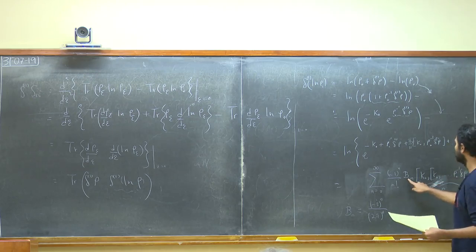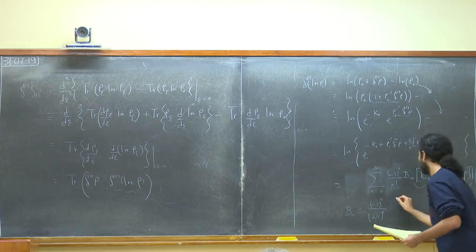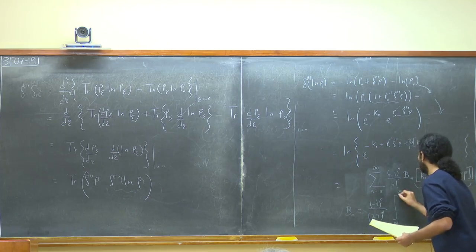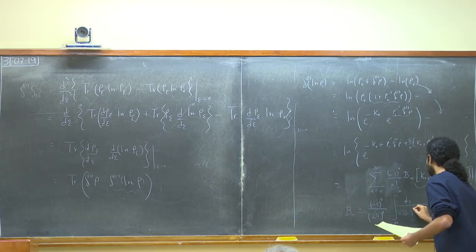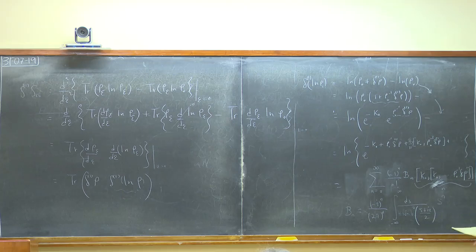Okay, so now I'm going to use an integral representation for this B_n, and you'll see why that's useful. The integral representation is the following. Okay, just some formula. The i epsilon is just meant to avoid the poles of this function in this contour. Okay, so now what you do is you take this integral representation and you plug it in here.